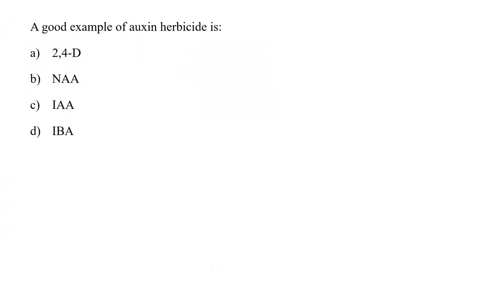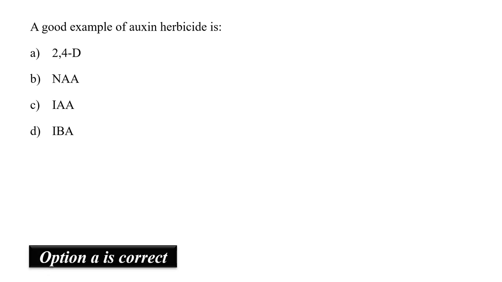A good example of auxin herbicide is 2,4-D, NAA, IAA or IBA. 2,4-dichlorophenoxyacetic acid, also known as 2,4-D, is a synthetic auxin-based herbicide which acts as a PS2 inhibitor. So hence 2,4-D must be an auxin-based herbicide.